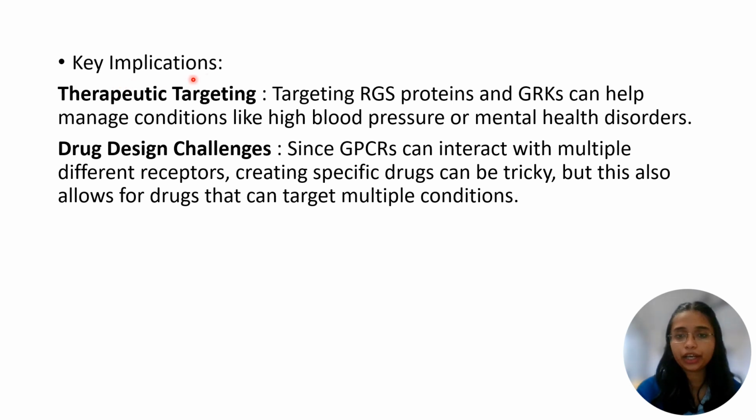So what are the key implications? We can target RGS and GRK proteins, and it helps us to manage conditions like high blood pressure or mental health disorders. In this way, these proteins are very potential therapeutic targets for several disease conditions. And since GPCRs can interact with each other, as we saw earlier that they get dimerized, we can create specific drugs, and it can also allow us to create a drug that can target multiple conditions.